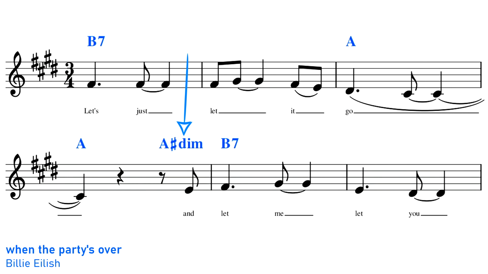They didn't have to add this in, they could have just moved straight from A to B, like this. But the brief diminished chord just gives that extra moment of interest and satisfaction when it leads us up from the 4th chord to the 5th chord.